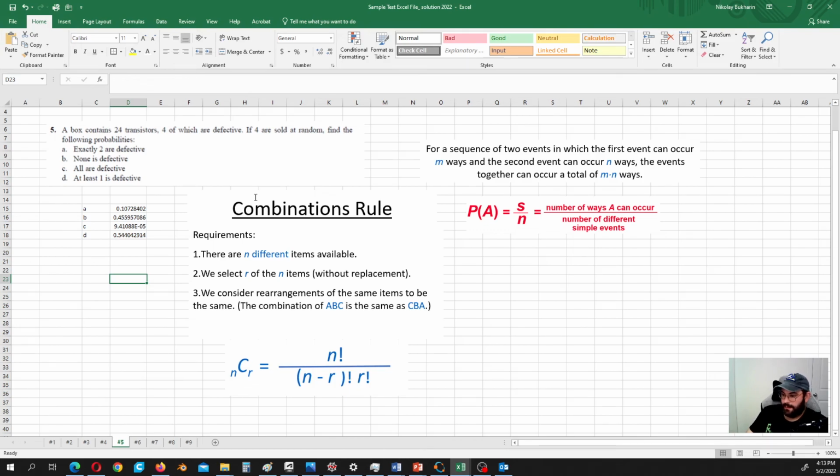So something similar you should expect on the midterm exam. Okay, so that's it, and let's move to problem number 6.